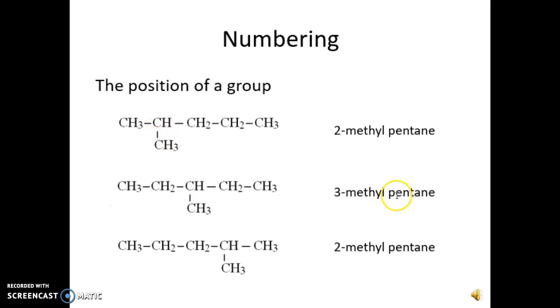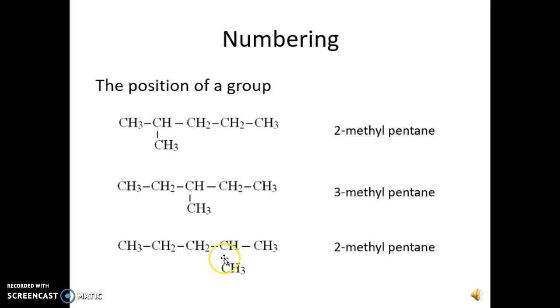In this situation, the functional group has just moved to this carbon, so it's the same pentane. It's now 1, 2, 3-methylpentane. So it's moved across one. Now what would happen if we move this across to another one again?